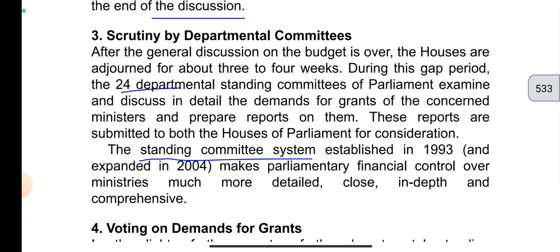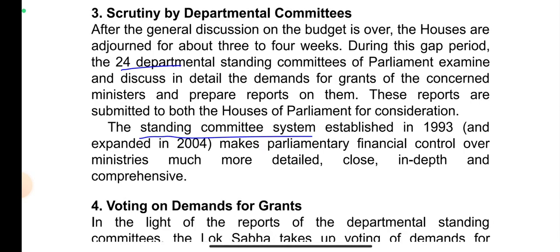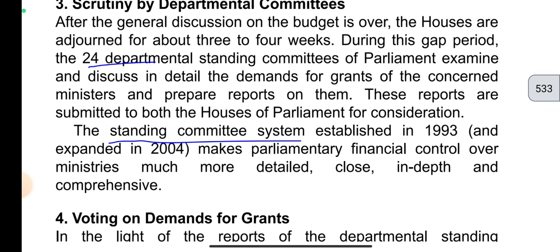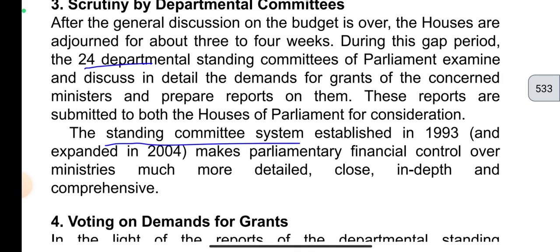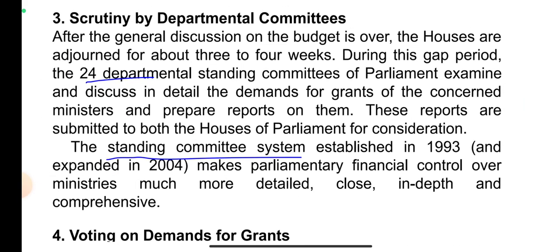Scrutiny by departmental committees. After the general discussion on the budget is over, the houses are adjourned for about 3 to 4 weeks. During this gap period, the 24 departmental standing committees of Parliament examine and discuss in detail the demands for grants of the concerned ministers and prepare reports on them. These reports are submitted to both the houses of Parliament for consideration.